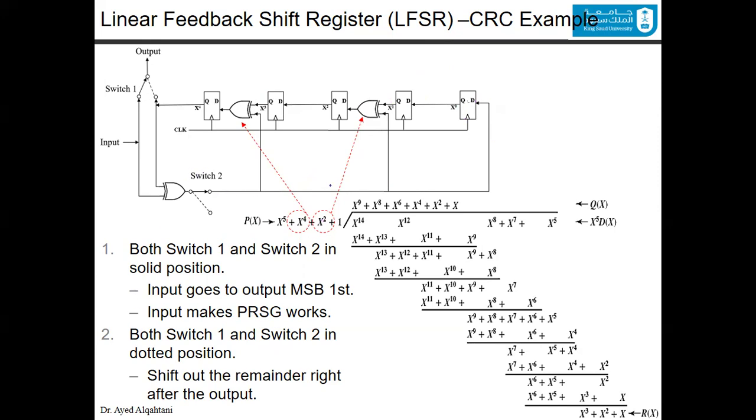Now, after you're done with generating the CRC value, you will change both switch 1 and switch 2 to the dotted position. If you change the switch to the dotted position, you are no longer working with the linear feedback shift register, and you will just switch this line here to get the last values that you calculated, which is the CRC, and embed it right after the output. That's the idea here.